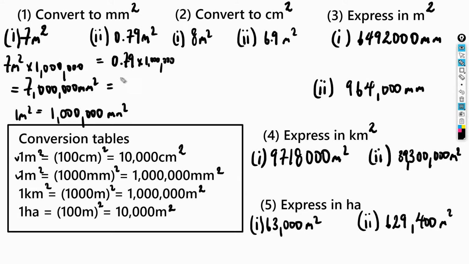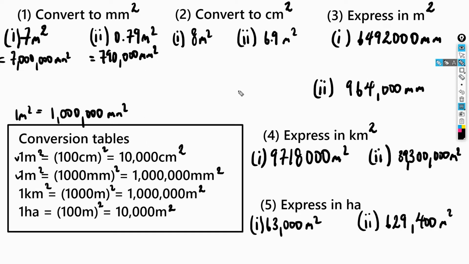And we should end up with 790,000 millimeters squared. Cool. All right, so that was pretty simple. And let's look at the next example now.